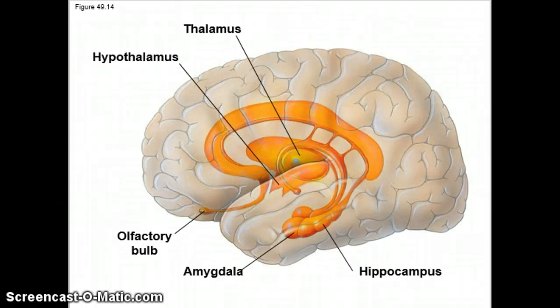This is a great diagram showing the locations of these different portions of the brain. So you can see here the central position of the thalamus, and that little blue dot is the pineal gland. This is the olfactory bulb. This is the amygdala here, and the hippocampus. And then this little portion right there is that hypothalamus.